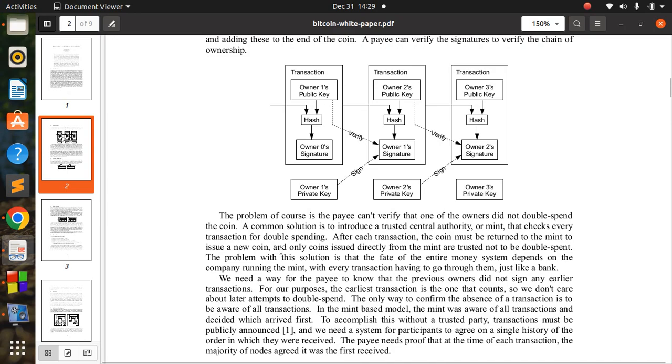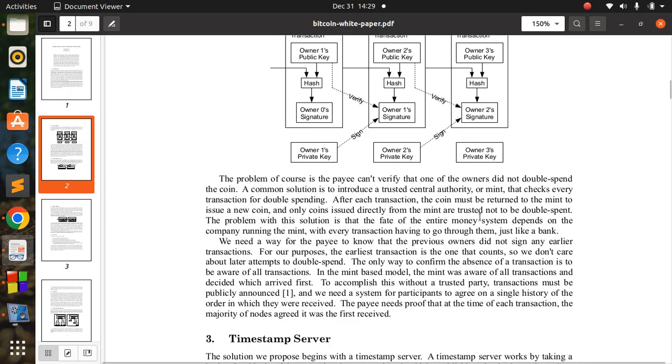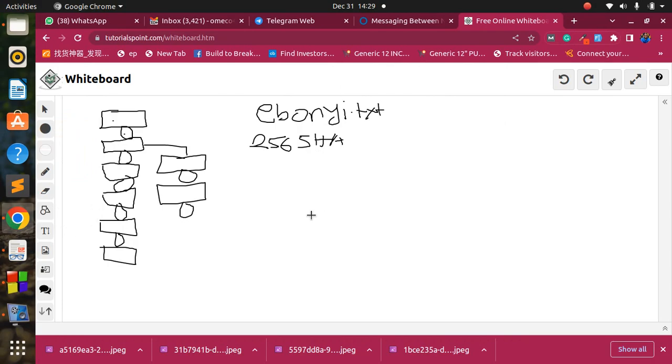And only coins issued directly from the mint are trusted not to be double spent. That mint is created by those who created blockchain. That's another key principle now. What does it mean? Let me explain. Remember that I told you Bitcoin is digital money, or money that is digital. So for a miner to verify a block of transactions, he has to first check that the person has enough money. At that point of checking, remember that money doesn't exist anywhere. It's digital. It's not tangible. It's not physical. So we use physical money to exchange for digital money. That's where you buy coins.